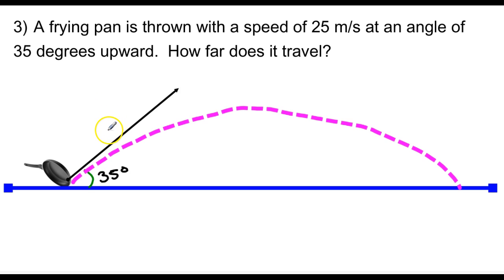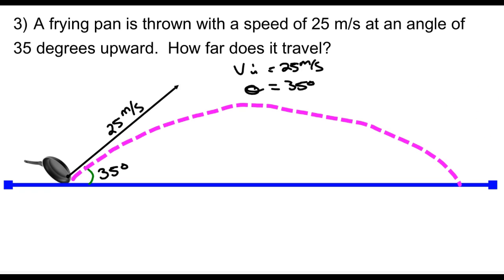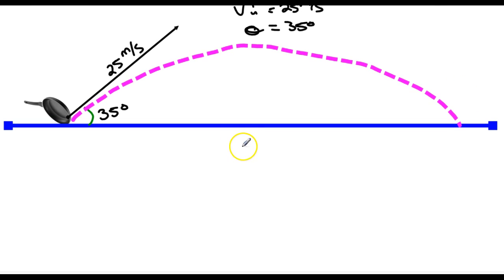The initial velocity is 25 meters per second. So I got my VI, it's 25 meters per second. I've got my theta, it's 35 degrees. I just like to have that written out to the side even though we draw it on the diagram. Now, what are my X and Y knowns and unknowns here?